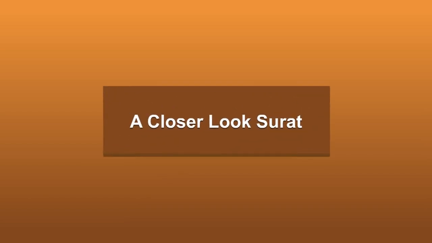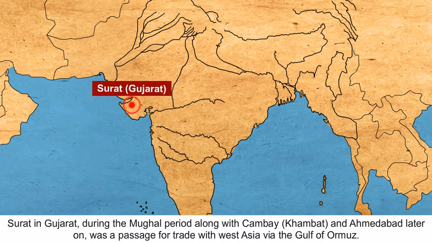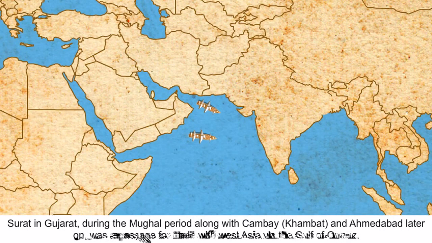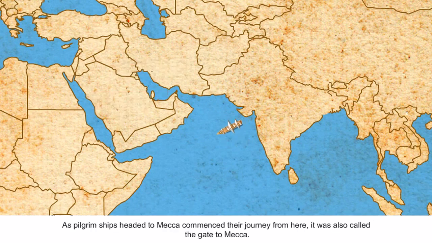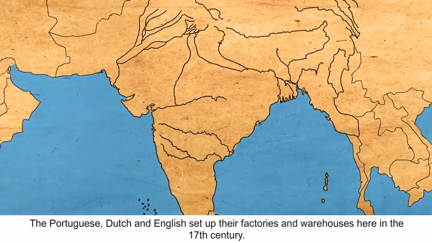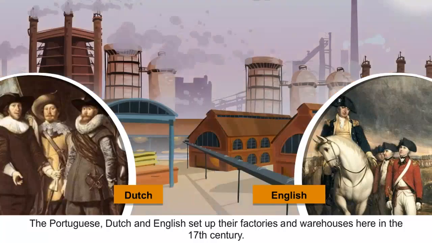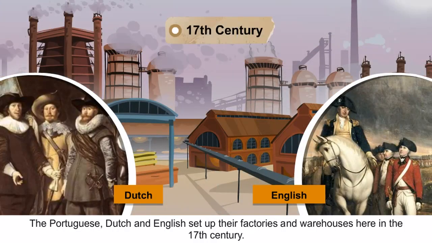A closer look. Surat. Surat in Gujarat during the Mughal period, along with Cambay or Khambat, and Ahmedabad later on, was a passage for trade with West Asia via the Gulf of Ormuz. As pilgrim ships headed to Mecca commenced their journey from here, it was also called the Gate to Mecca. The Portuguese, Dutch and English set up their factories and warehouses here in the 17th century.